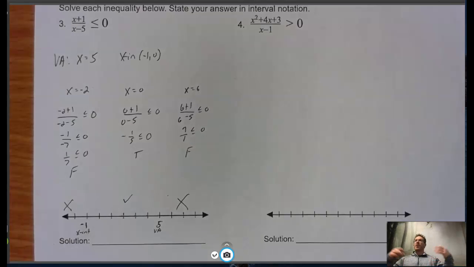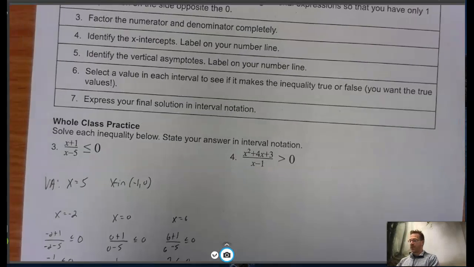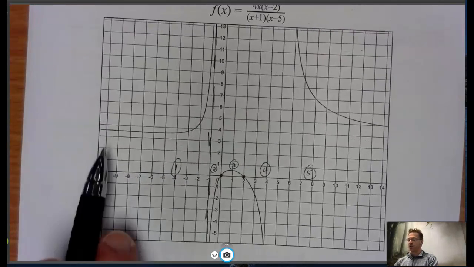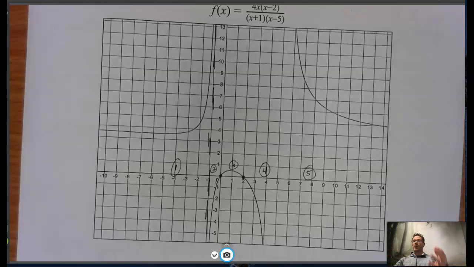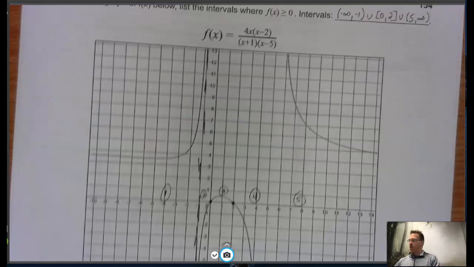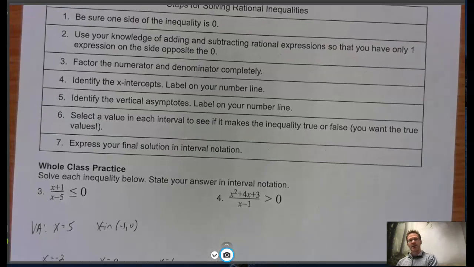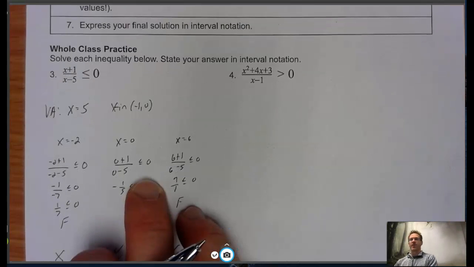So notice what this process is doing. Let me roll this graph back over here. When we have a graph, we have a visual confirmation of whether it's above or below the x-axis, so we don't need to test values. So what we are doing when we test the values here is confirming where that graph is.